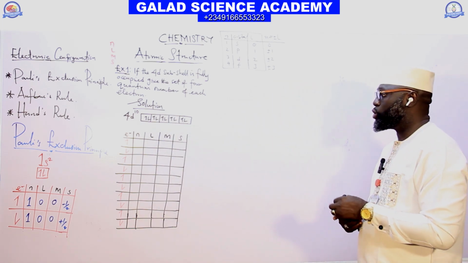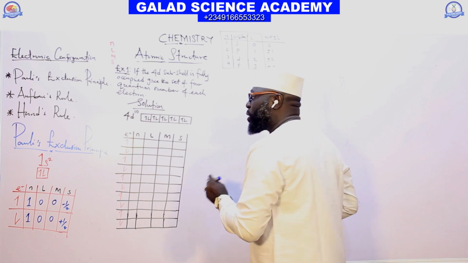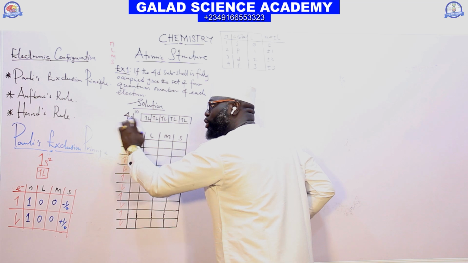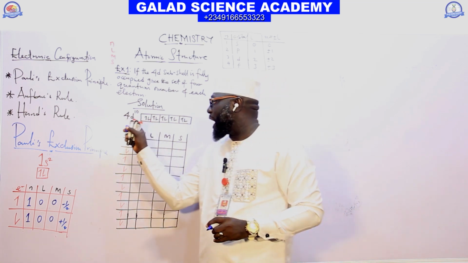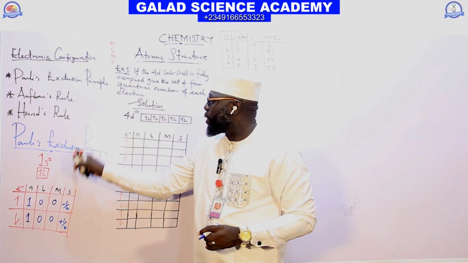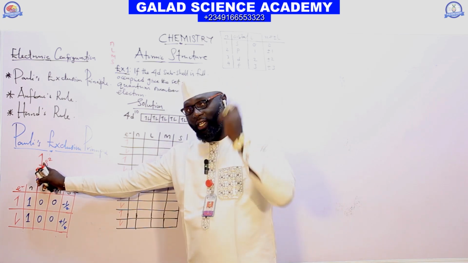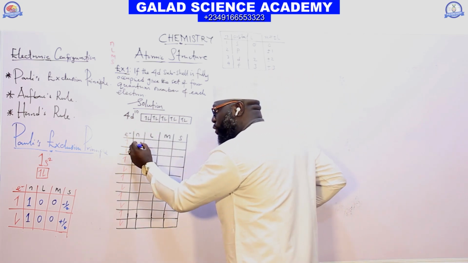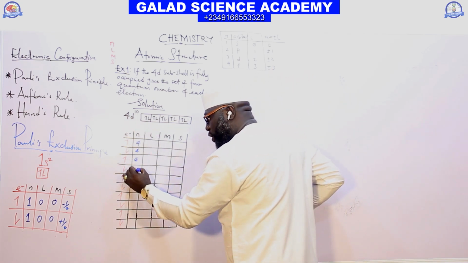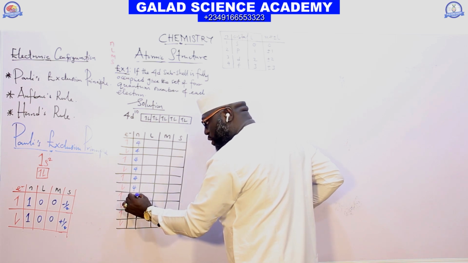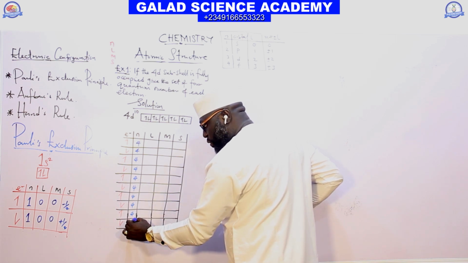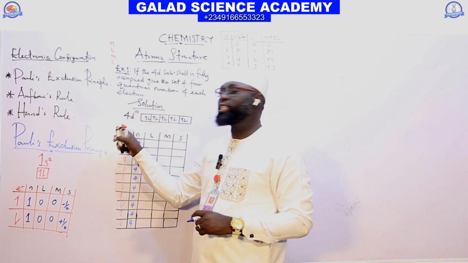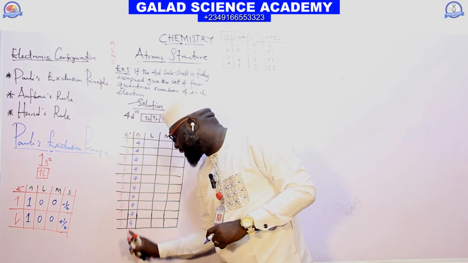What is the principal quantum number here? n is the number we have in front of the orbital, which is 4. Here, what do you have in front of the orbital? It is 4, so n is 4 for all of them. All these electrons are in the 4d orbital.